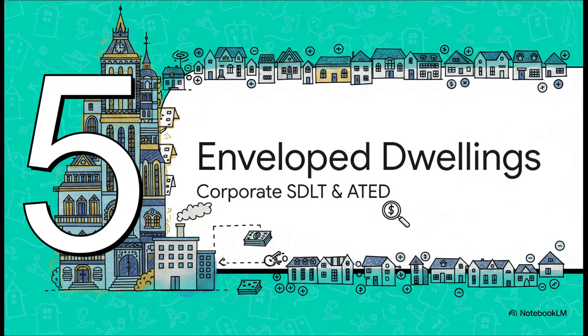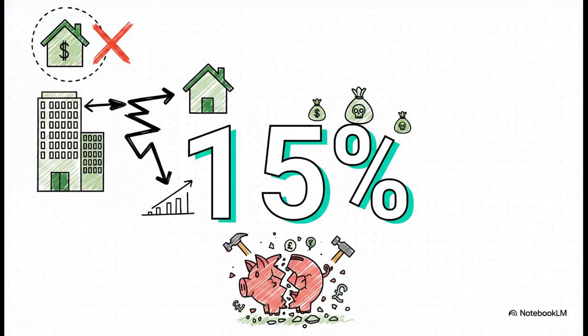Part 5. Let's tackle enveloped dwellings and ATED. So, if a company buys a residential property for more than £500,000, those standard slice rates we just learned, throw them right out the window. They are completely replaced by a punitive, flat 15% SDLT rate applied to the entire purchase price. This is a strict anti-avoidance measure. It's specifically designed to make holding high-value homes in corporate envelopes exceptionally expensive.